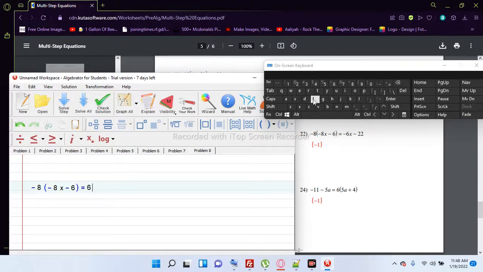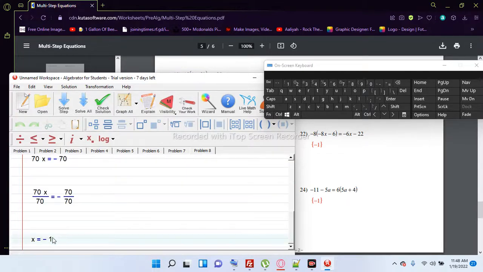Negative 6x. Okay, equals a negative 6x minus 22. Negative 6x minus 22 should equal 1. Solve all. There we go. We typed it up wrong. X equals negative 1. X equals negative 1.